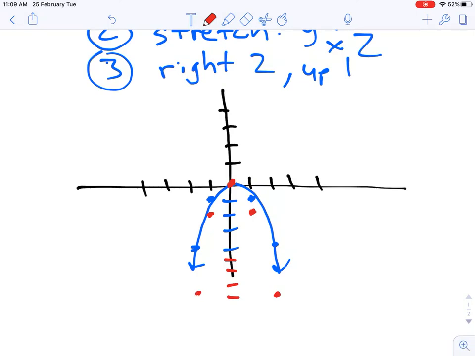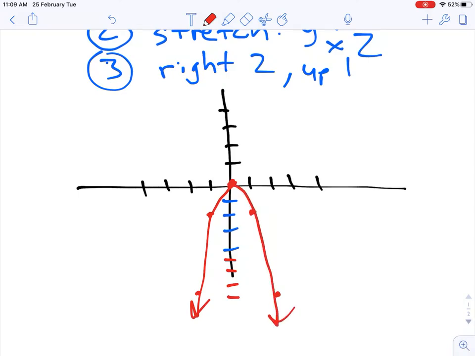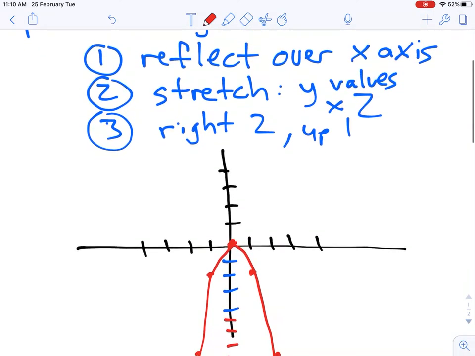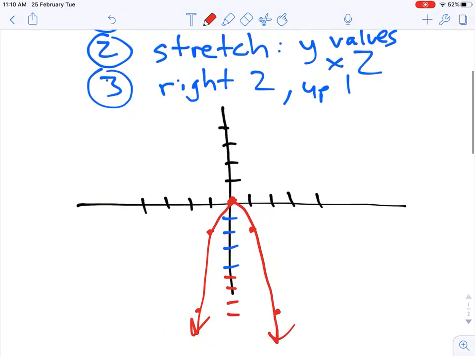And so now, let me erase the blue one. Our final parabola is going to look something like this. Let's try that again. It's a little harder to do on the iPad, but you get the idea. So again, look for reflections first. First we flip the parabola over the x-axis, then we multiplied all the y coordinates by 2. So that's how we got these points here and here.